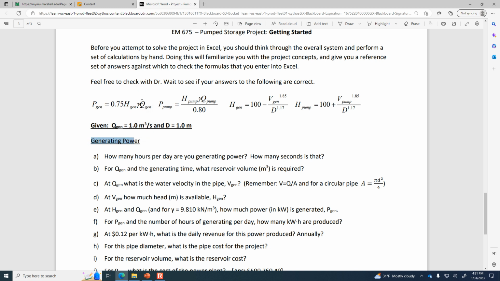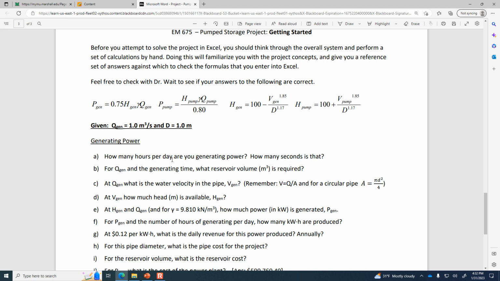All of the formulas that you need are here, and some of them are embedded along the way. Let's just say that Qgen, during the day, is the flow of water going downhill. So if you have 1 cubic meter per second of water going through a 1 meter diameter pipe, what this series of questions is asking you to think about is, how many hours per day are you generating power? Well, earlier in the description, it says that you're generating power from 8 a.m. until 6 p.m.